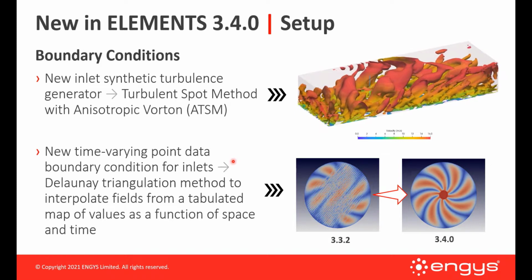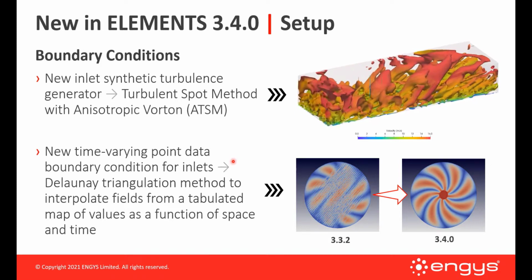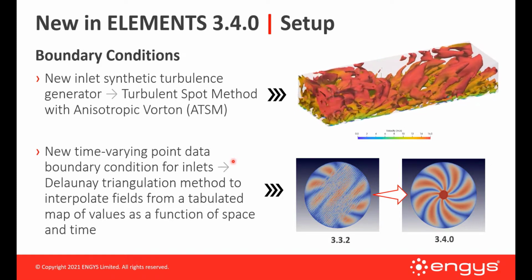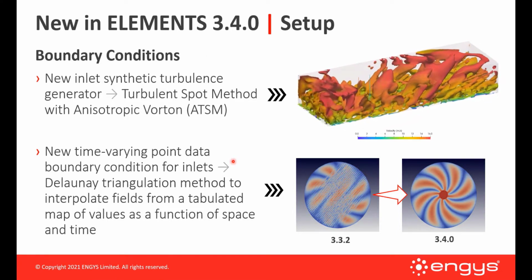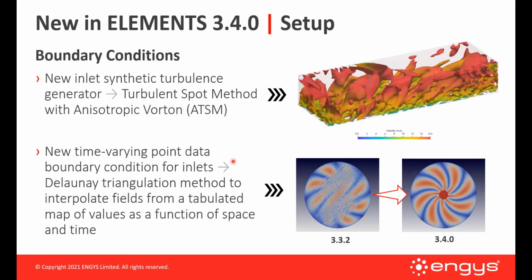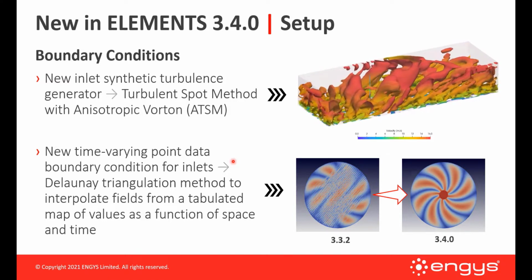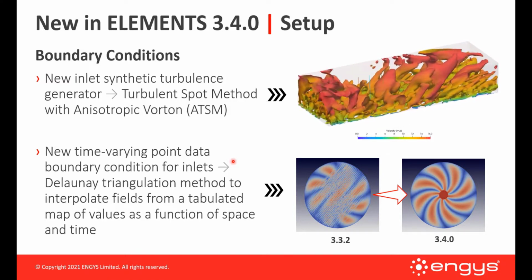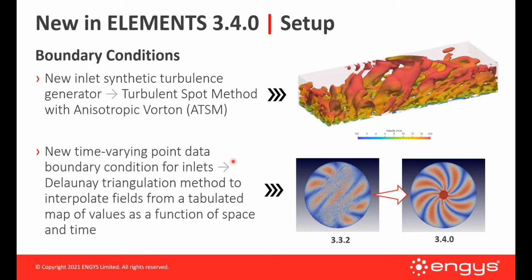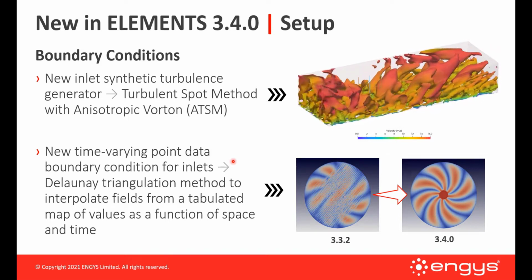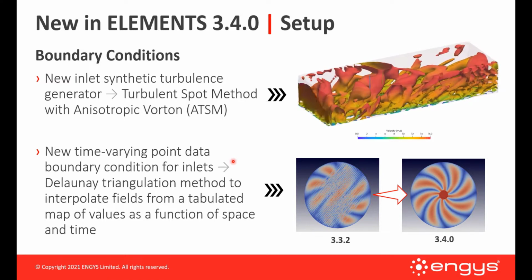The second thing is the new time varying point data boundary condition for inlets. And we use this to map data collected from experiments into the CFD models. If we want to use experimental data and apply that experimental data in a transient fashion as an inlet in the CFD model, we can use this boundary condition.